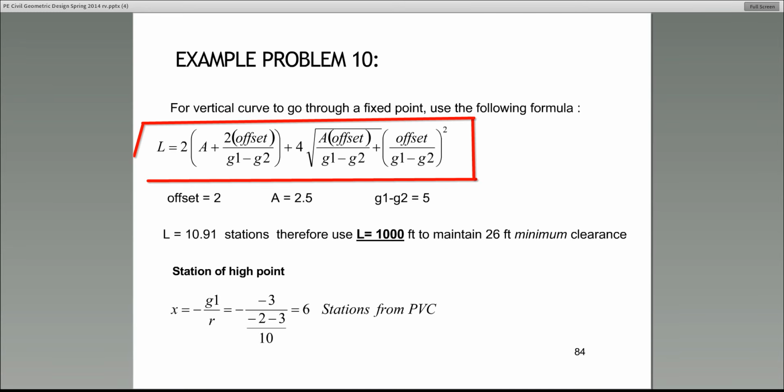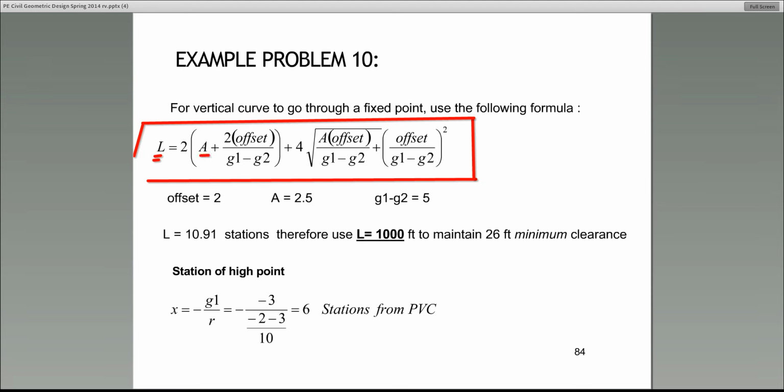This equation, guys, can be used to force a vertical curve to go through a fixed point, and that's exactly what we're doing here. This equation I found in a very old surveying book. I have misplaced that book, and I really don't know the reference for it, but it works simply and very easily for these kinds of problems. Let's take a look at it very carefully. L is what we're looking for. All right, that's the length of the curve we're designing for.